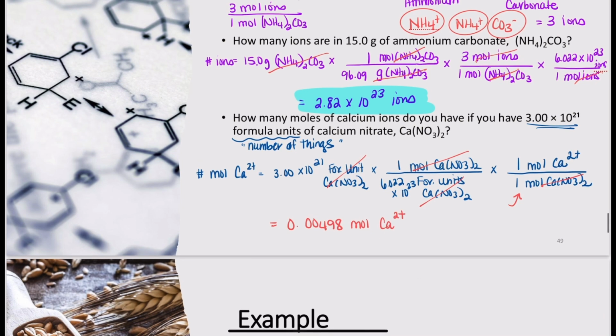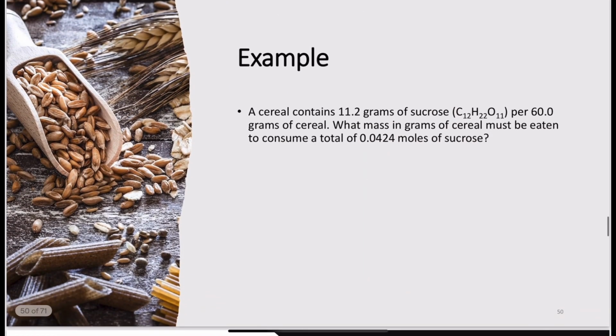Students get kind of freaked out because it's a really small number. It is. But remember, this is only to the 21st, and a mole is to the 23rd, so that number actually does make sense. And the last question for this unit. A cereal contains 11.2 grams of sucrose, C12H22O11, per 60 grams of cereal. What mass in grams of cereal must be eaten to consume a total of 0.0424 moles of sucrose?